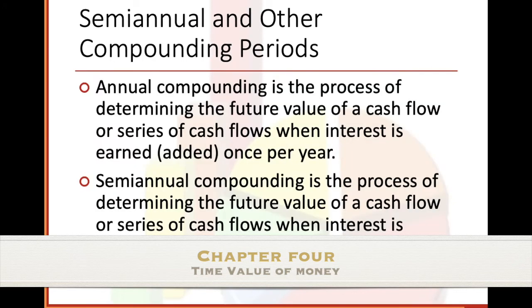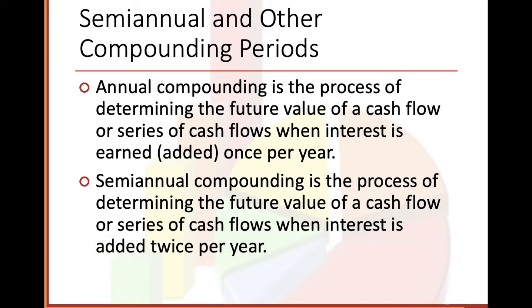Semiannual and other compounding periods. Annual compounding is a process of determining the future value of a cash flow or series of cash flows when interest is earned or added once per year. Semiannual compounding is a process of determining the future value of a cash flow or series of cash flows when interest is added twice per year. Typically, though, it's actually monthly, okay? So keep that in mind whenever you look at financing anything.